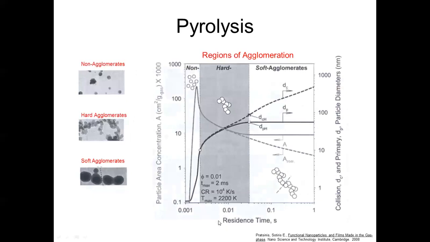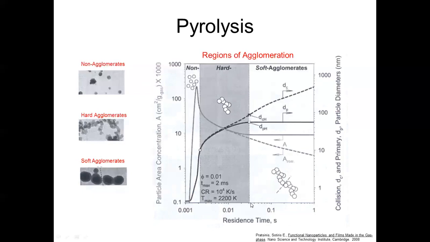So this shows us the regions as we look at the residence time within the flame. In the first time period here, shown in seconds, so a thousandth of a second, we're going to get these non-agglomerates, and this is basically a chemical stage where we're initiating the nucleation of this material, and it's nice because we have a lot of energy at this point within the flame. Then later, at the residence time shown in the gray, this is where we're going to form the hard aggregates or hard agglomeration, and these are the particles that are the most desirable at this point.